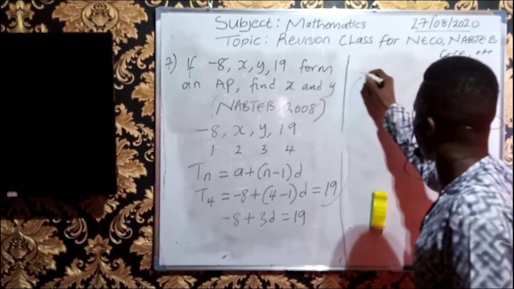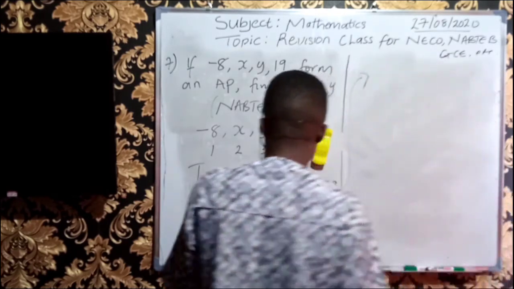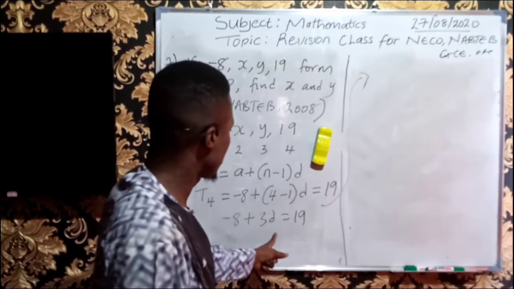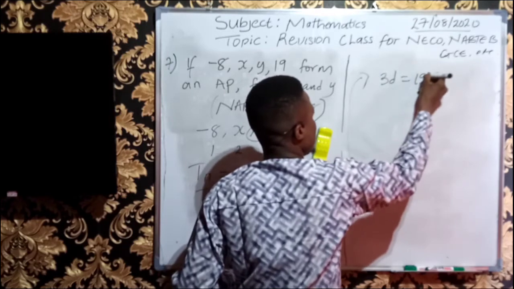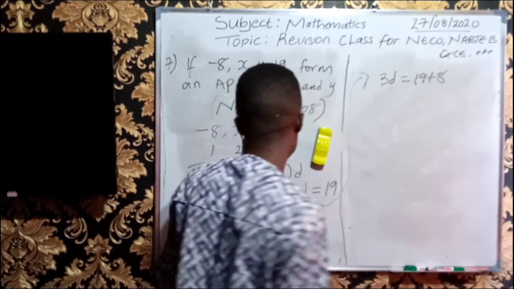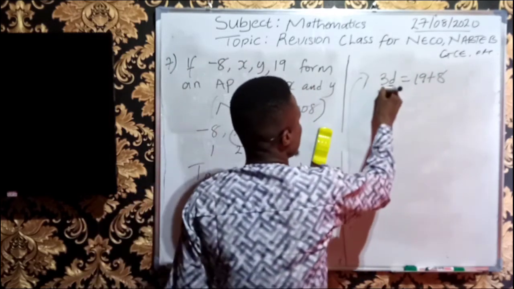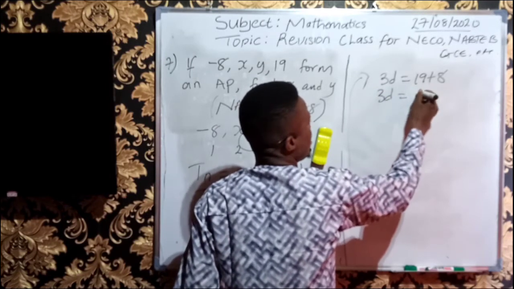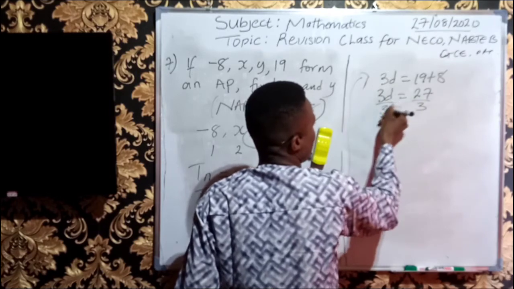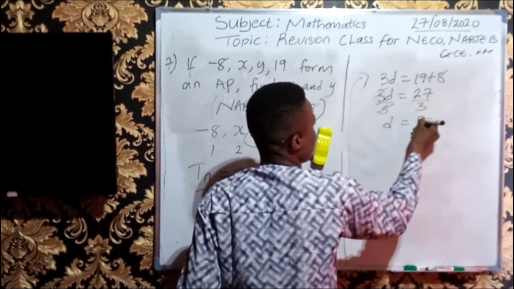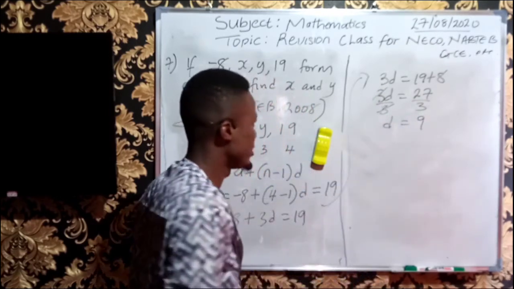I'll solve from here. Minus 8 will come to the right hand side, it will turn to plus. So 3d equals 19 plus 8, which is 27. So I'll divide by 3. So the common difference is just 9. That's the common difference, 9.